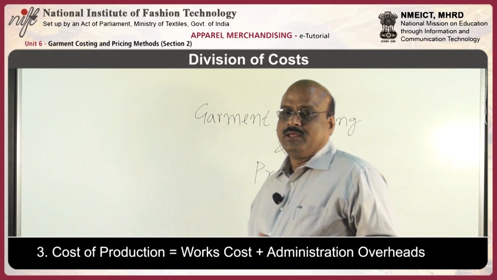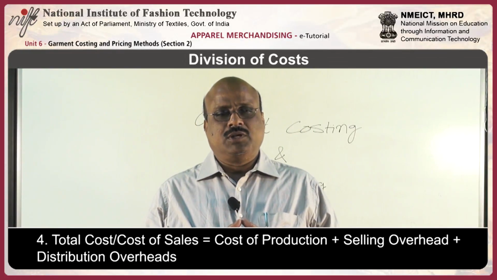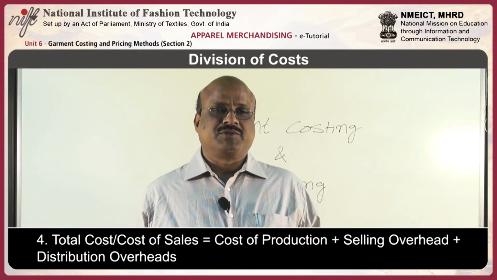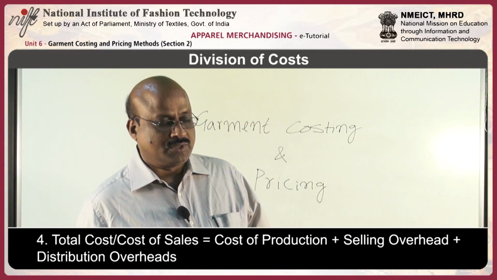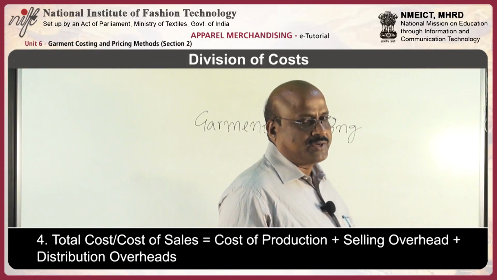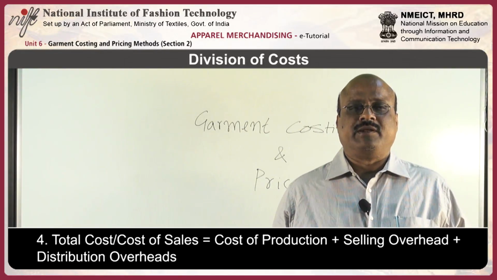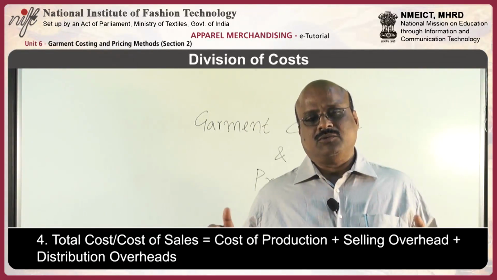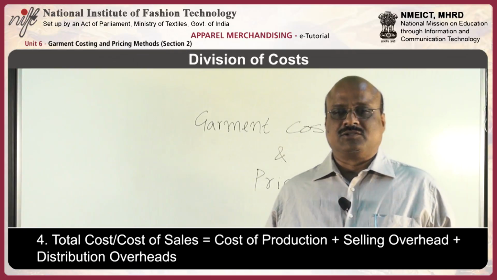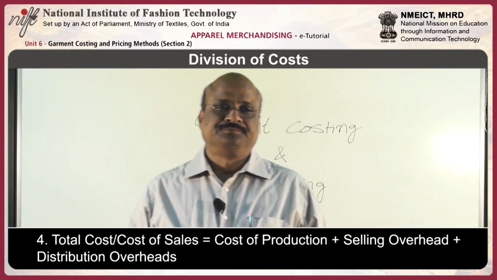Finally, we come to the total cost or cost of sales. Total cost is equal to cost of production plus selling overheads plus distribution overheads. So cost of production plus selling overhead plus distribution overhead, this is the total cost. The total cost includes all these things: cost of production, selling overhead, distribution overheads.